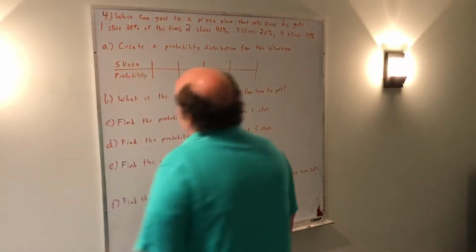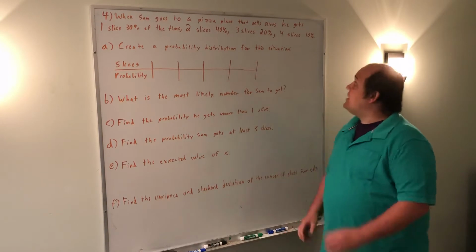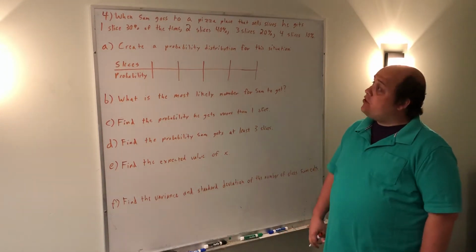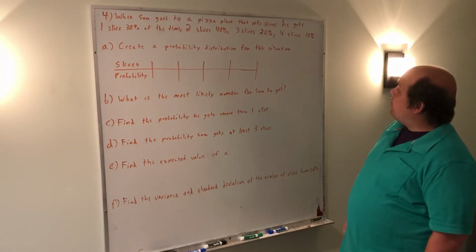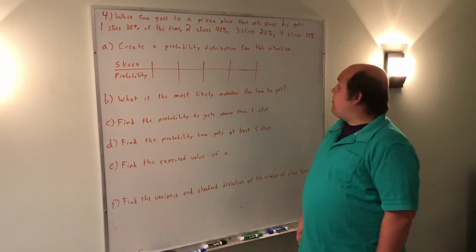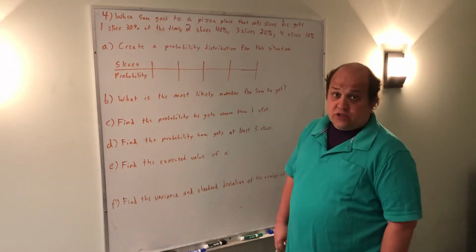Here we're given a situation when Sam goes to a pizza place that sells slices. He gets 1 slice 30% of the time, 2 slices 40%, 3 slices 20%, and 4 slices 10%. Create a probability distribution for this situation.